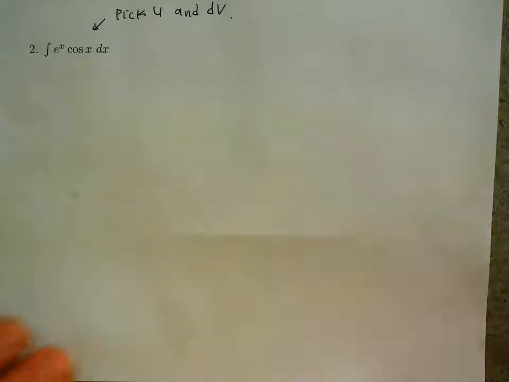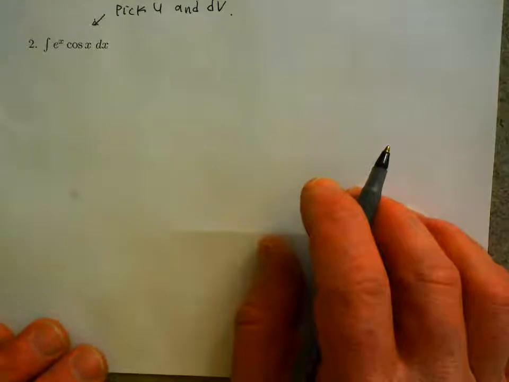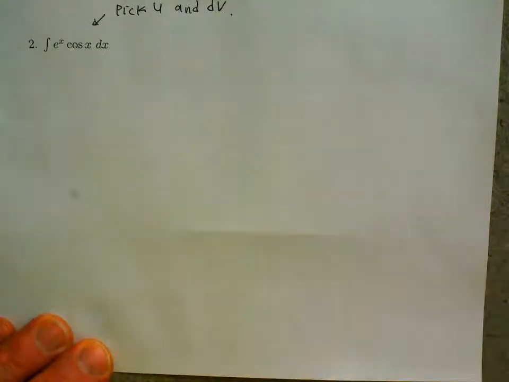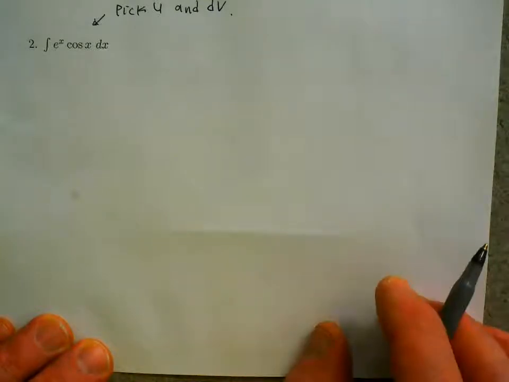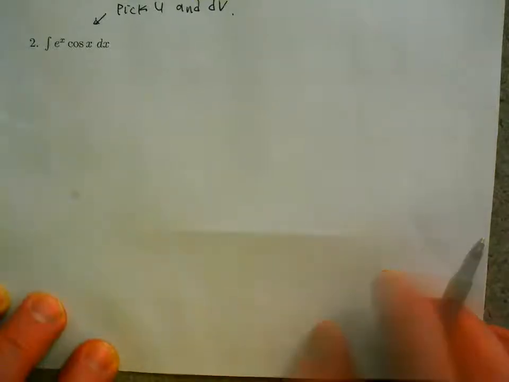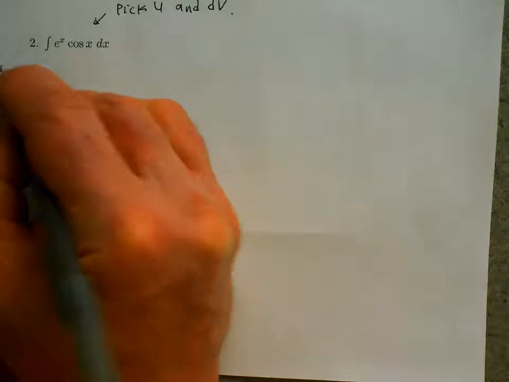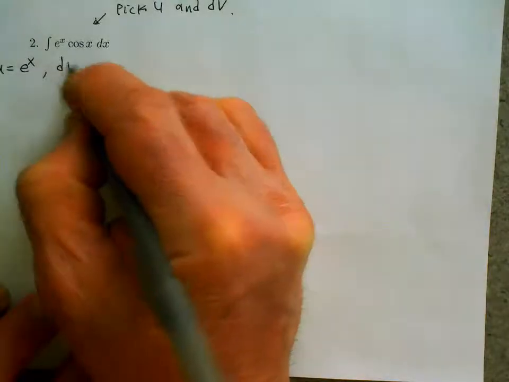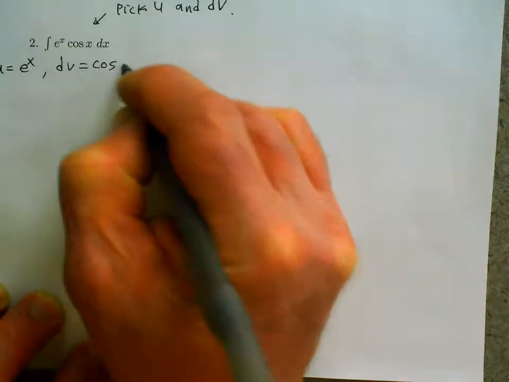Let's just try something. If you're ever in doubt, just try something. If it doesn't work out, then try something else. That's part of the learning process. Okay, so I'm going to pick u to be e to the x and dv to be cosine of x dx.